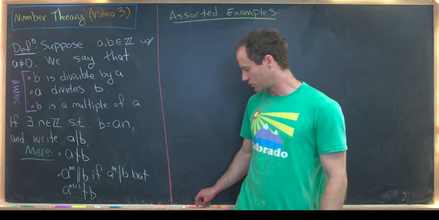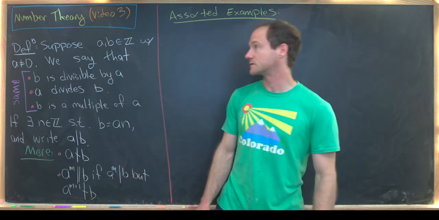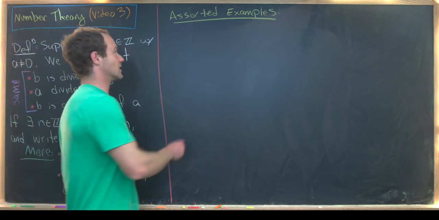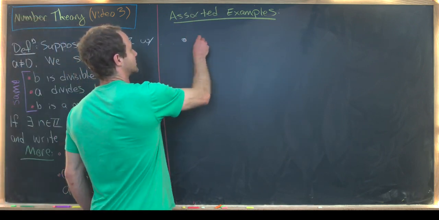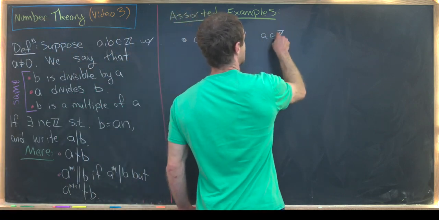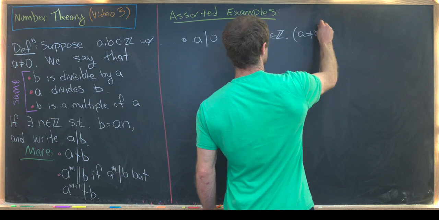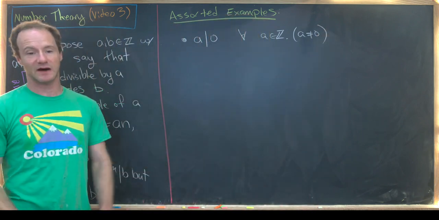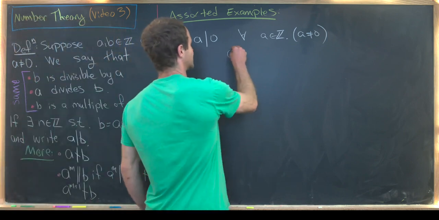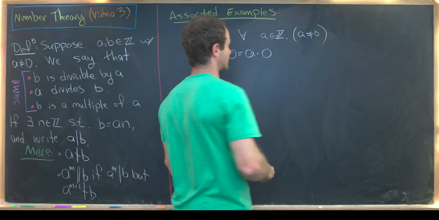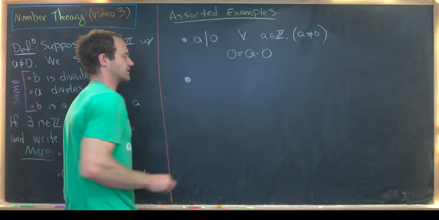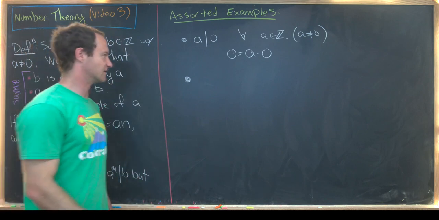Okay, so now let's go through some assorted examples. So I want to notice that any number divides 0. So we can write that example as a divides 0 for all integers a, as long as a is not equal to 0 itself, because we can't divide by 0, but we can divide into 0. So why is that true? That's because 0 is equal to a times 0, regardless of what a is.